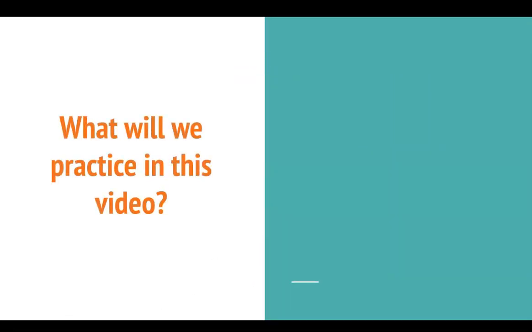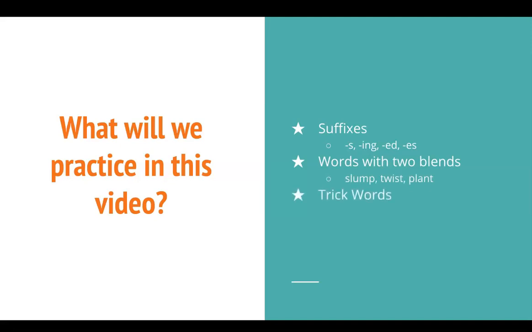You might be wondering, what are we going to practice in this video today? Today, we'll be learning about suffixes. We'll review suffix s and we'll be practicing some new suffixes, ing, ed, and es. We'll also be reviewing words with two blends that have 5 sounds, words like slump, twist, and plant. And of course, we'll practice some trick words.